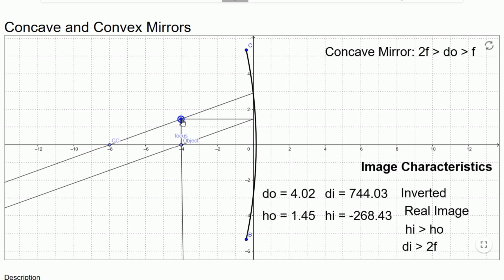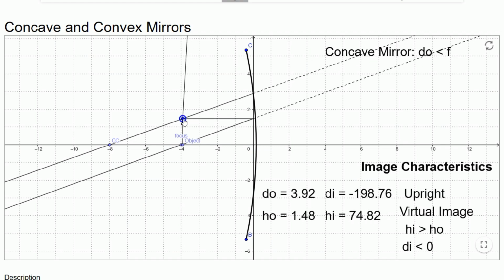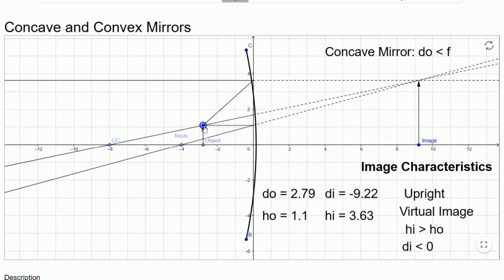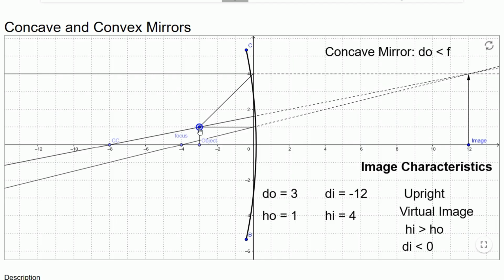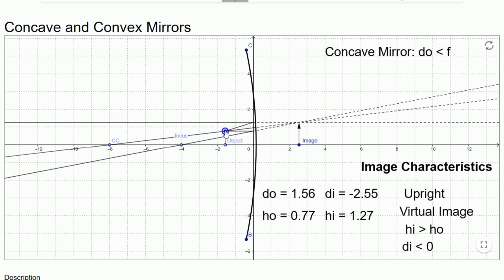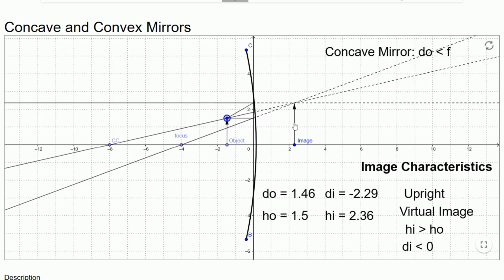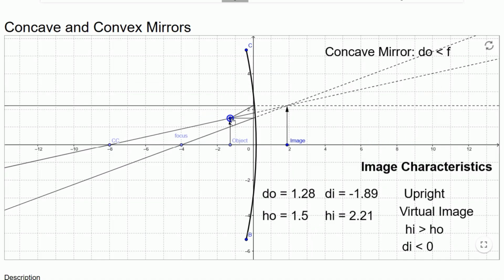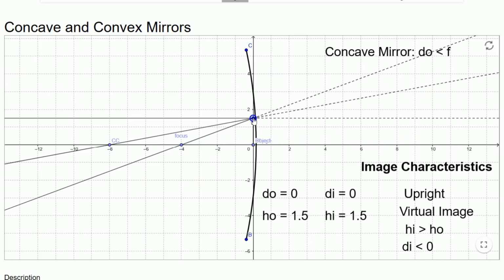And then, what if our object is between the focal point and the vertex? As you can see, our image is now behind the mirror, and the image is bigger. So it is magnified. And then if it is at 0, it is upright, a virtual image. So basically, the same as the object. That's for the concave mirror.